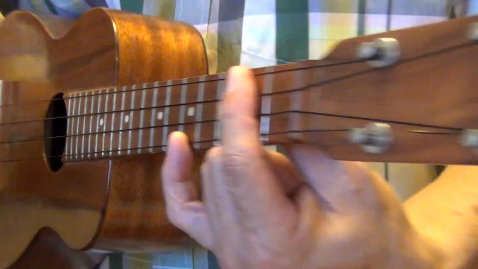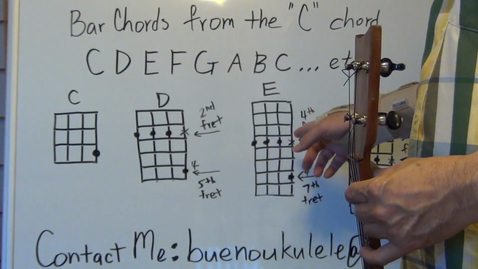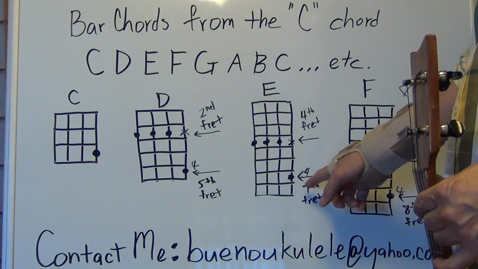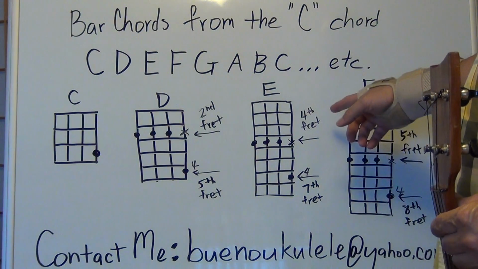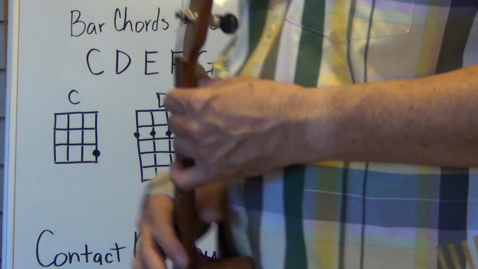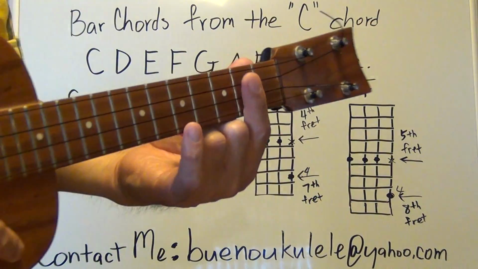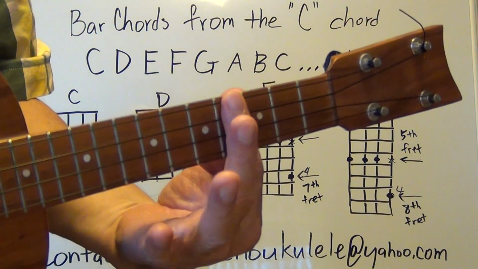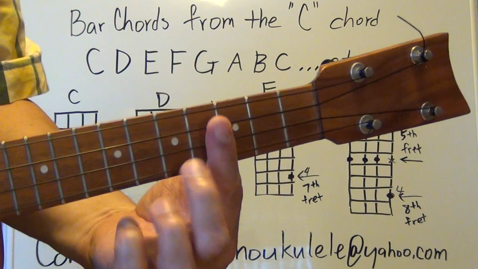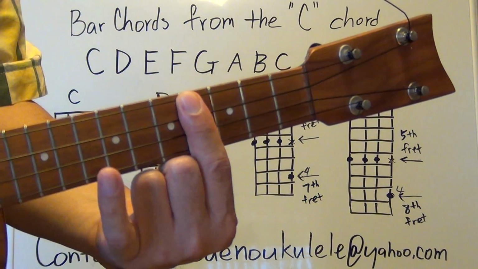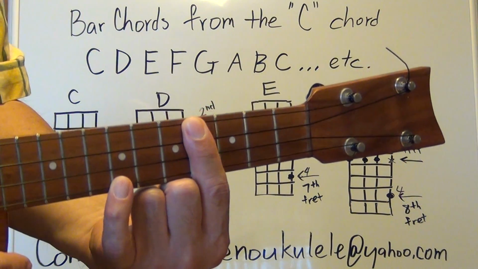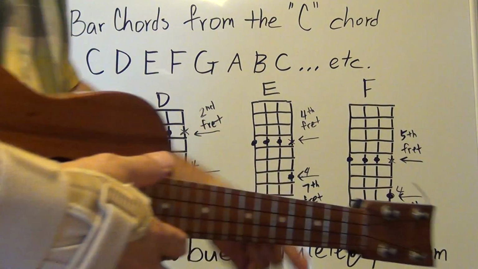Okay. Next, E chord. You're moving that bar to the 4th fret, baby finger to the 7th fret. Bar to the 4th fret, baby finger on the 7th fret. There we go. Bar to the 4th fret. Count 1, 2, 3, 4. Bar, baby finger on the 7th fret. And that is your E chord.